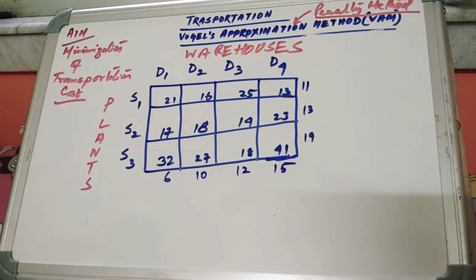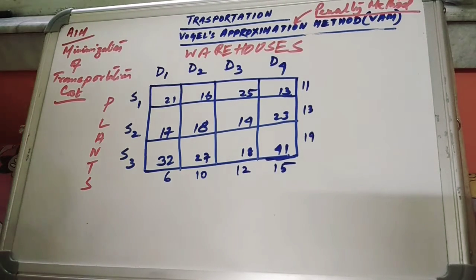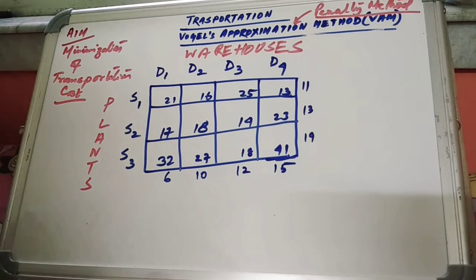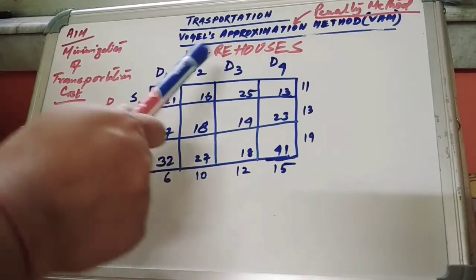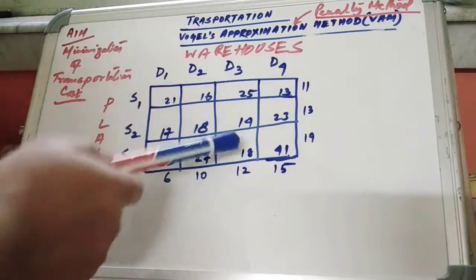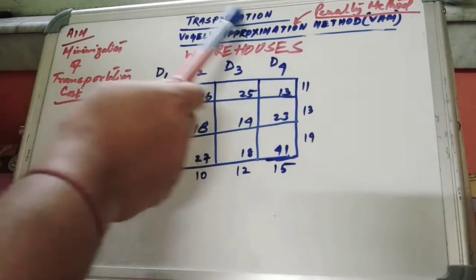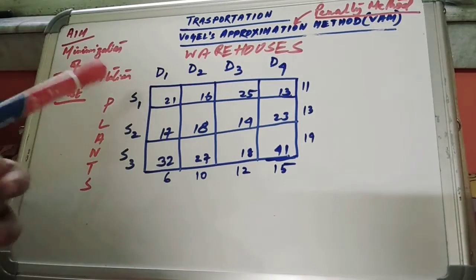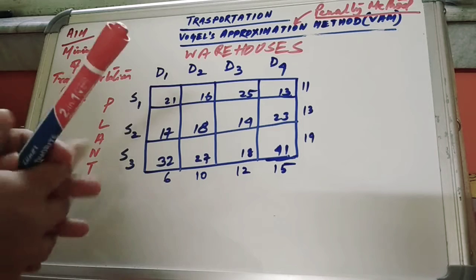So today we have the Vogel's approximation method for solving the same problem of transportation cost. We have earlier solved with two methods, namely northwest corner method and least cost method. Today we are going to solve this particular problem, the same problem, using Vogel's approximation method. So let us see what is Vogel's approximation method.